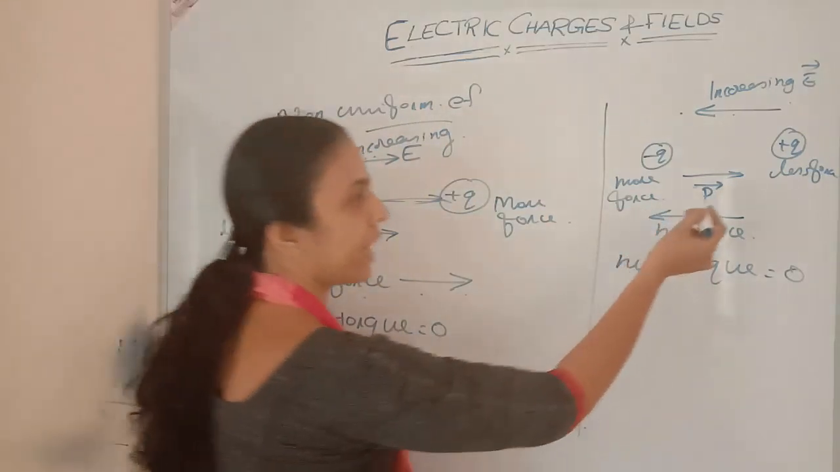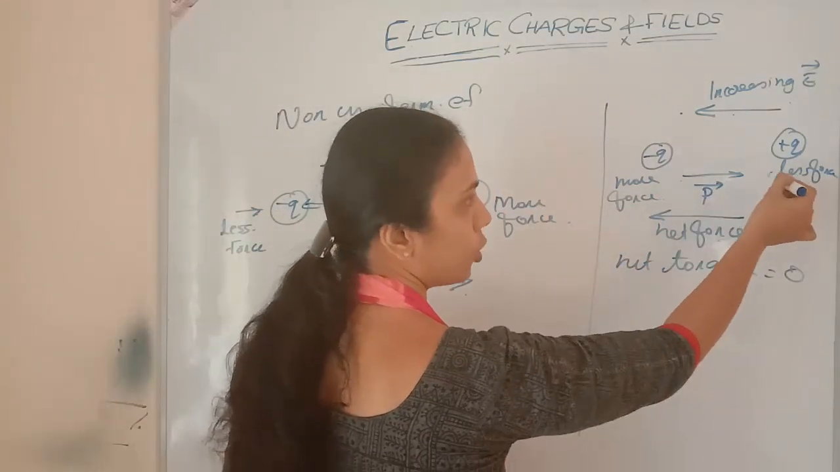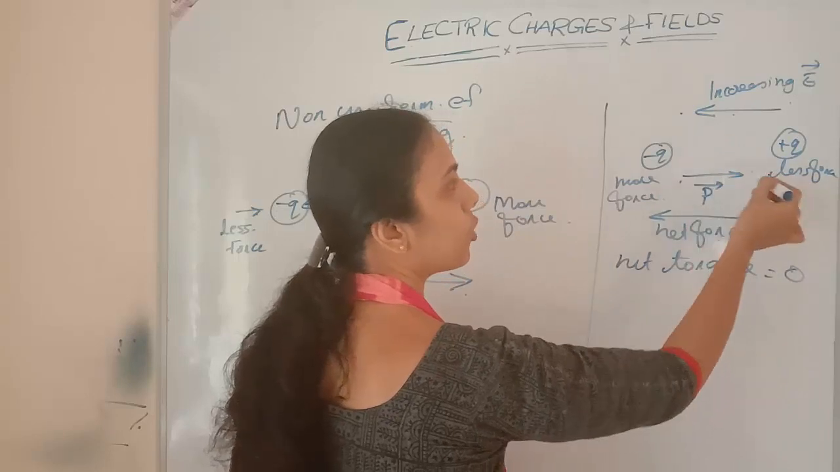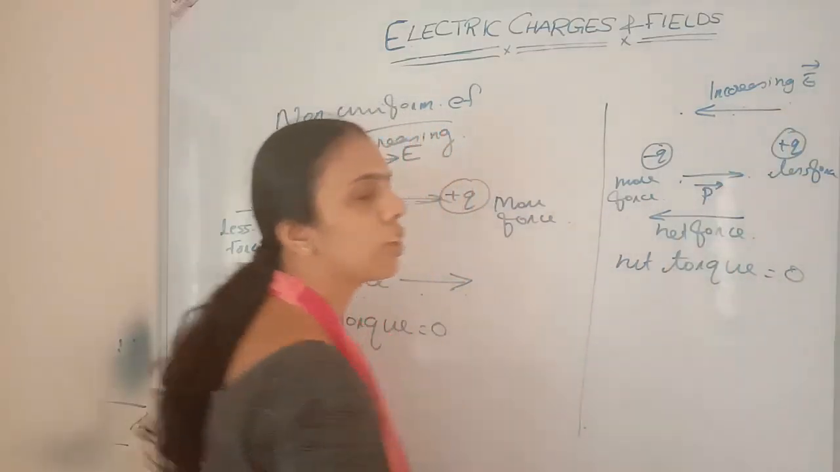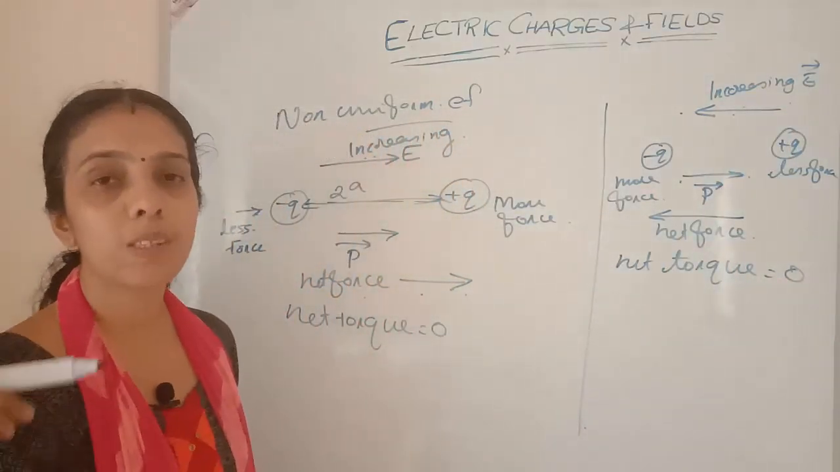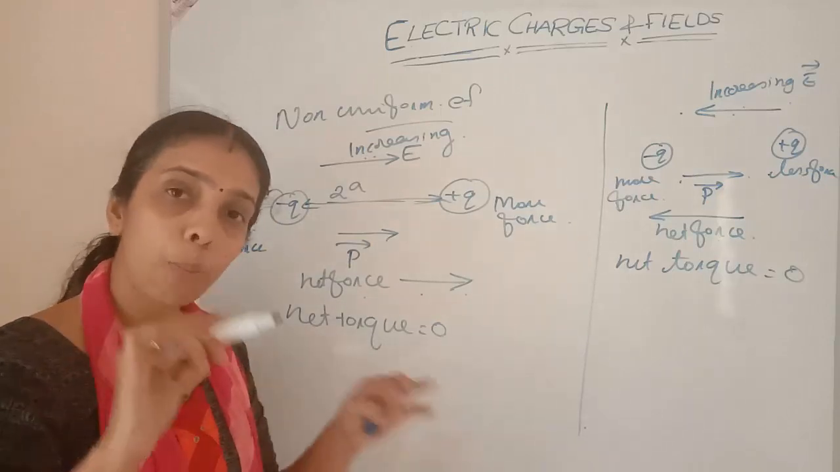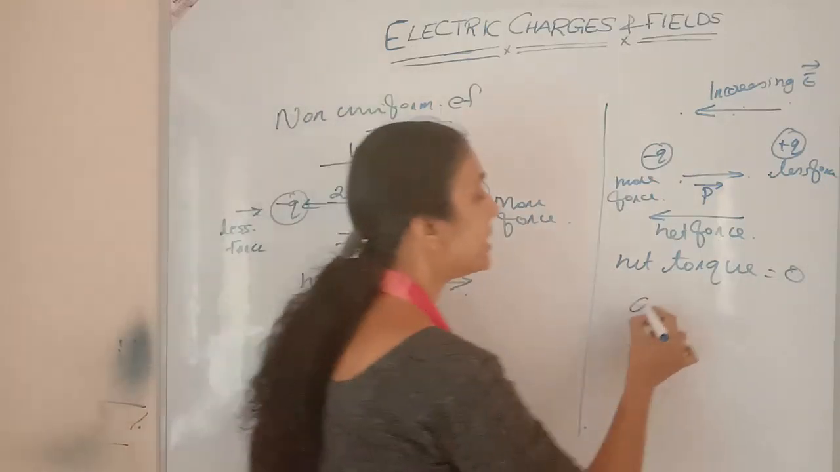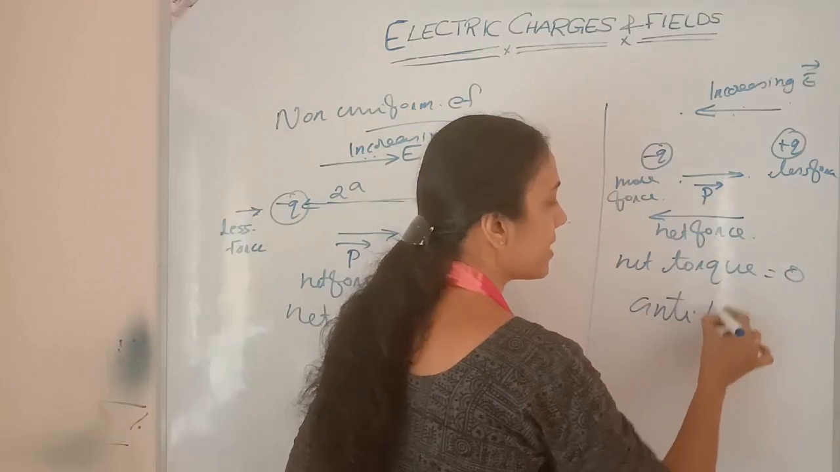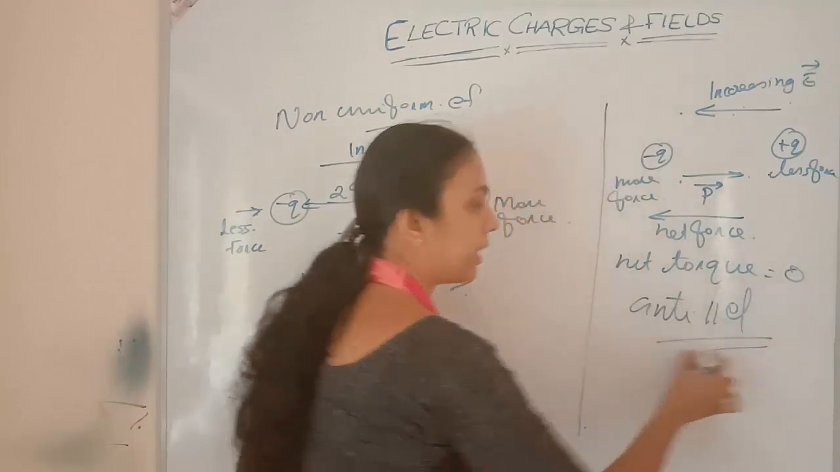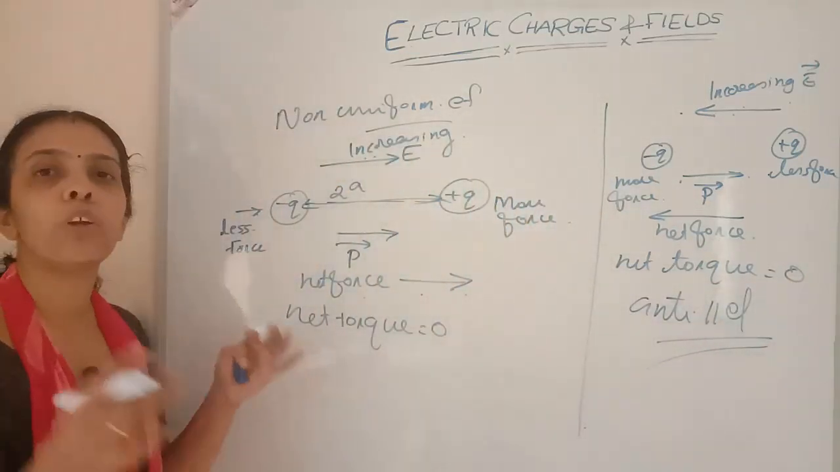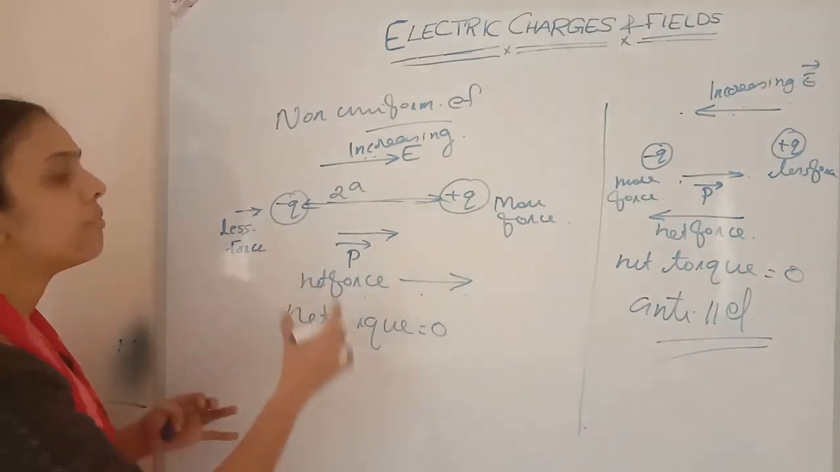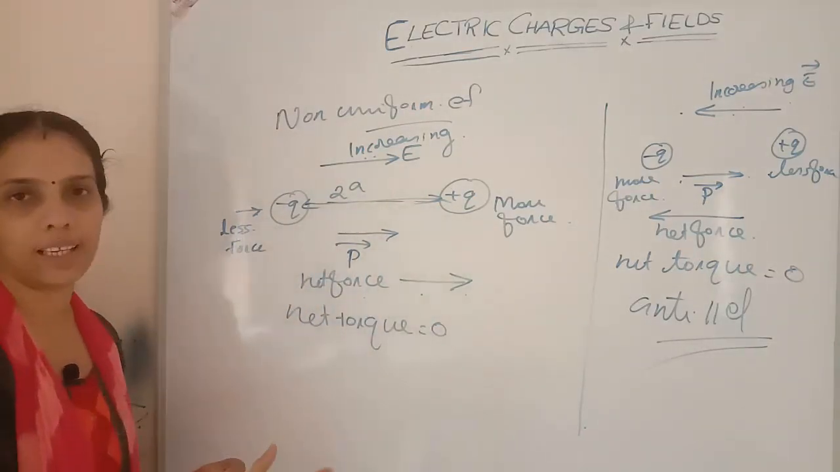That means the dipole is from minus q to plus q. Minus q to plus q means it is opposite to the direction of E. P cross E: P and E are in opposite direction, that is anti-parallel. Here it is anti-parallel. So in the case of non-uniform electric field, net force is present over there.